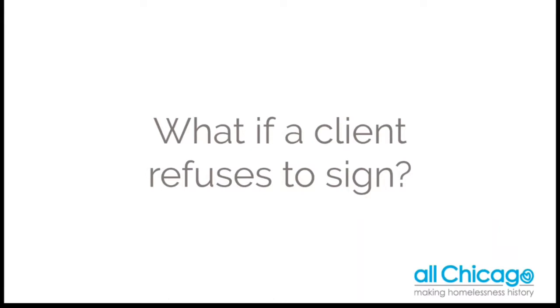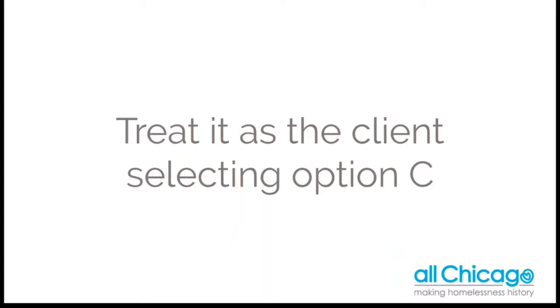So what if a client refuses to sign? We get this question here at All Chicago, and I'm sure you guys hear this as well. If a client refuses to sign or doesn't want to do anything with this form, we'd like you to treat it as the client selecting option C. So what you'd want to do is fill out the client consent form. On the form itself, mark that the client refused to sign, and then have the witness sign it.